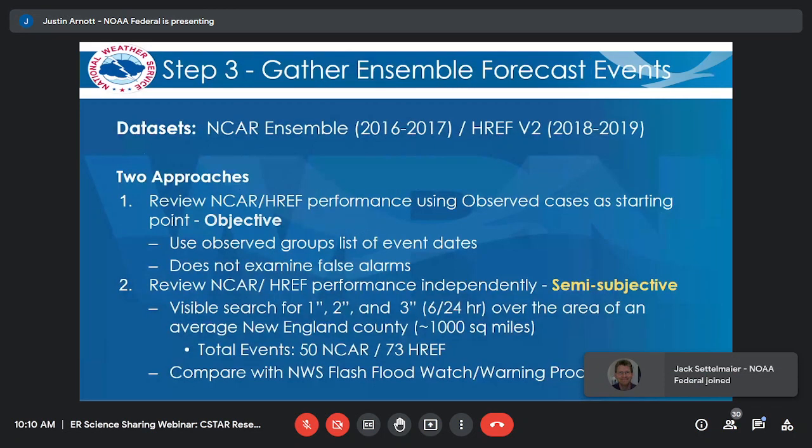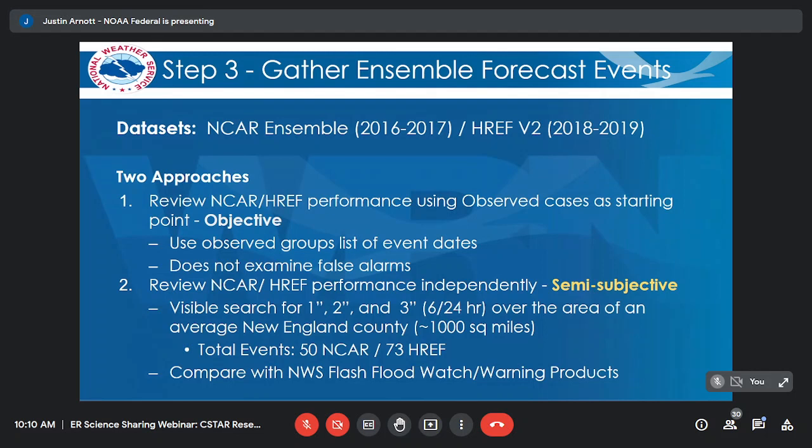So now let's grab the forecast events. Now it's time to actually go to the ensembles. It was a little bit later in the process where we actually started to go into this, where we grabbed data from both the NCAR ensemble for 2016 and 2017, and then version 2 of the HREF for 2018 and 2019.